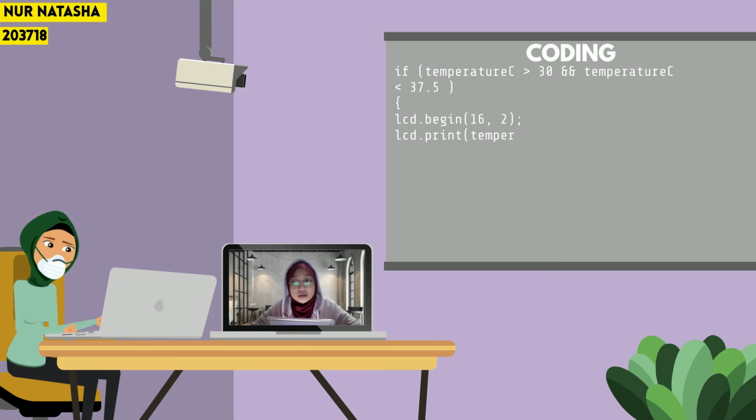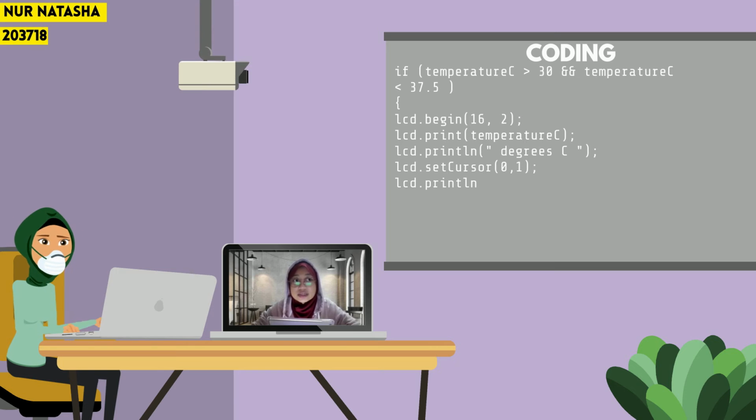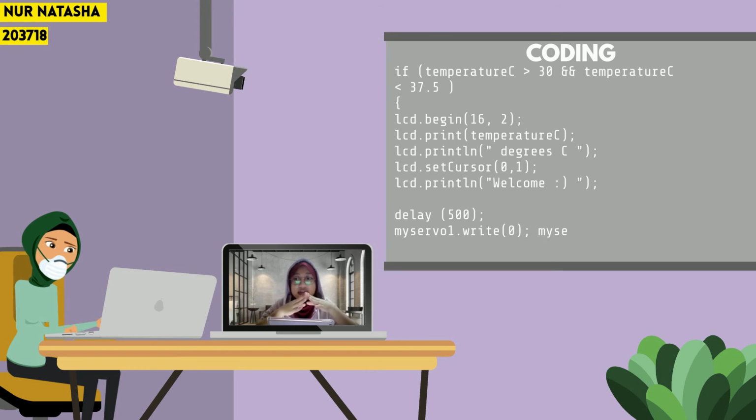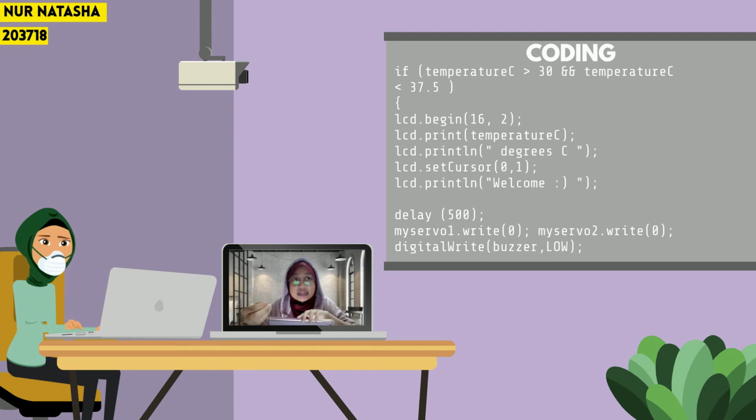Now move on to the if temperature is between 30 and 37.5 degrees, the LCD, which is 16 times 2, will show welcome. And also the buzzer, the sound of the buzzer is not loud, just a small sound that will be produced. And then the servo will open the door. And the zero means it's moved, the door is moving.